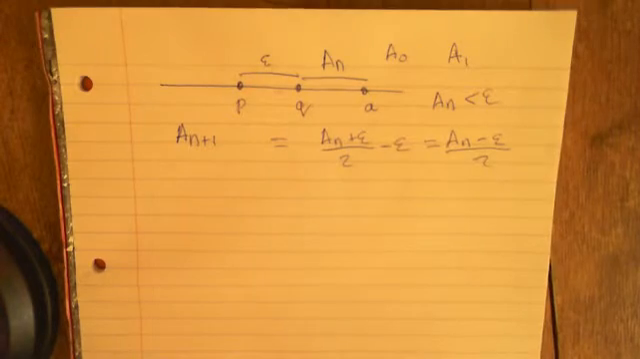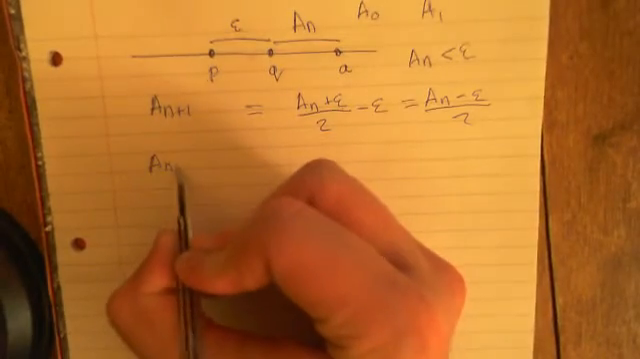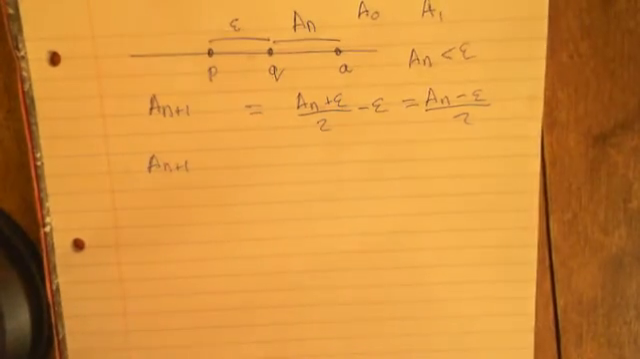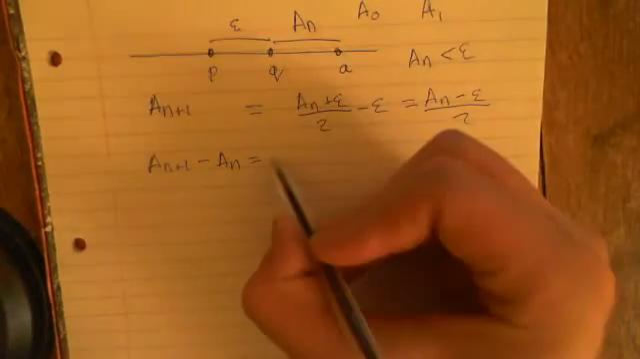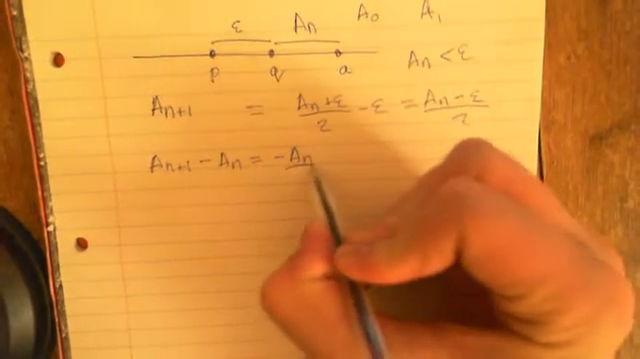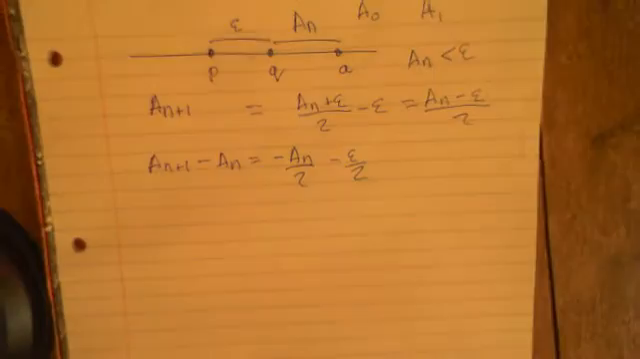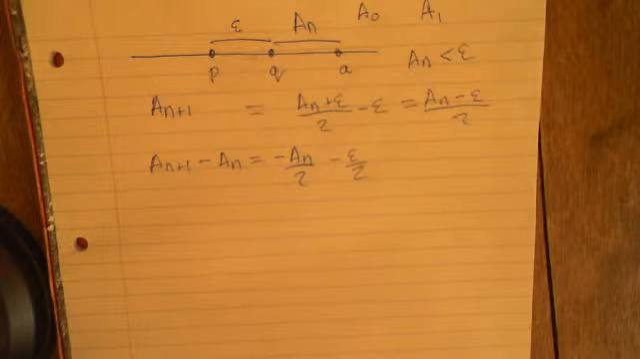So we've overall got a recurrence relation, a_{n+1}. So I'm going to write it as a difference equation. So a_{n+1} minus a_n is equal to, subtract a_n from both sides, and we get negative a_n over 2 minus epsilon over 2. Now, once you've solved enough of these difference equations, you can recognise what this is going to be. It's going to be an exponential of some sort.